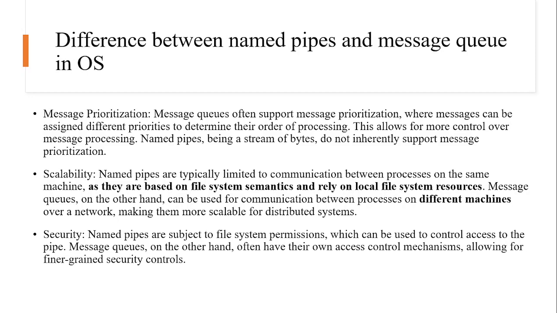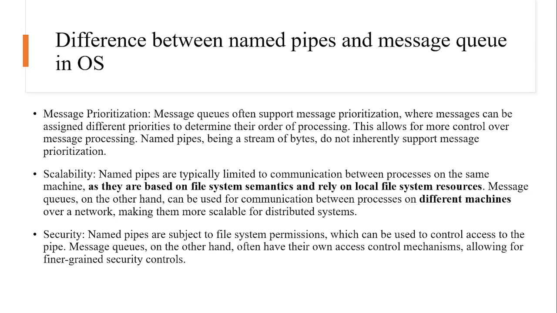Scalability: named pipes are typically limited to communication between processes on the same machine, as they are based on the file system. Because we used to create the FIFO file, obviously that file could be stored locally on your system only, whereas we saw that message queues are a distributed form, so different machines could also access it, or we can implement the message queues on different machines.